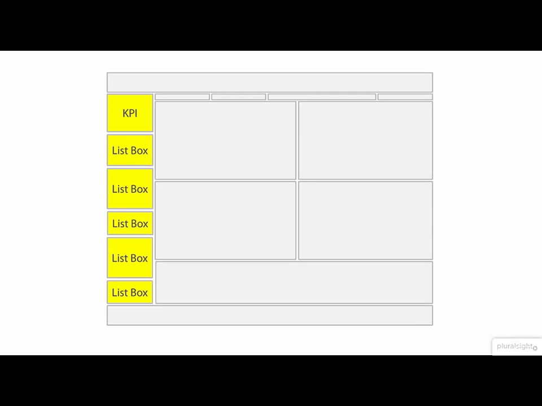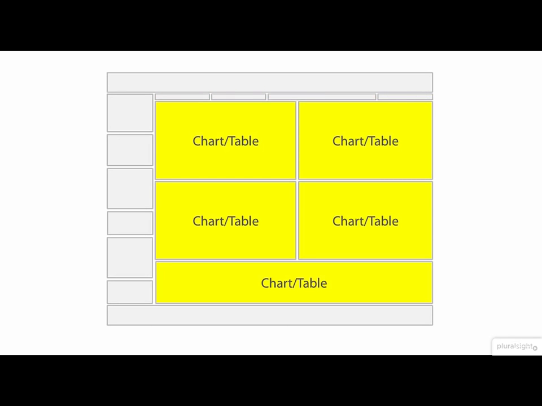I like to put my list boxes and a KPI object along the left, and the date and search objects right underneath the header. It keeps things logically grouped and contained. The space in the middle is where you get all your work done. Charts and tables go here.